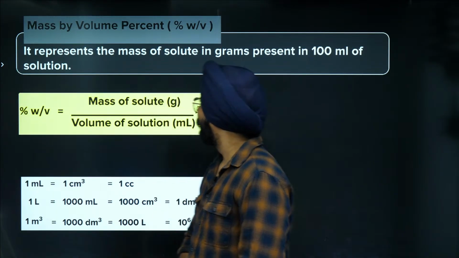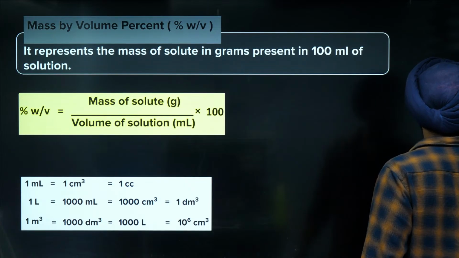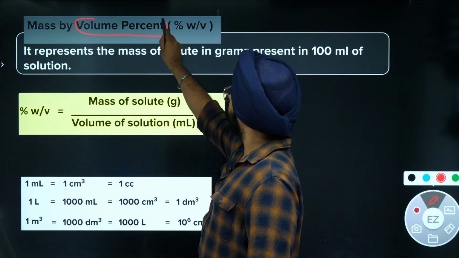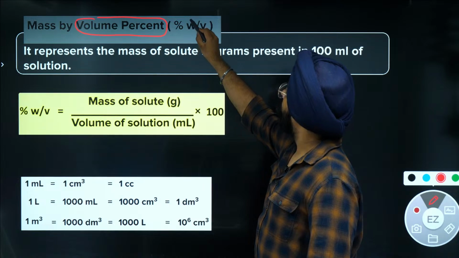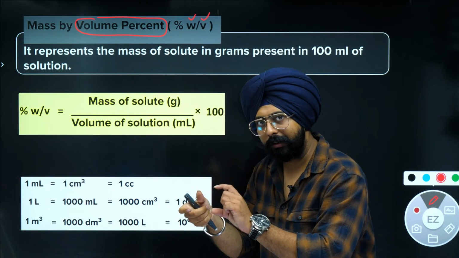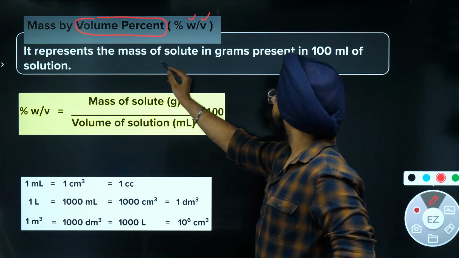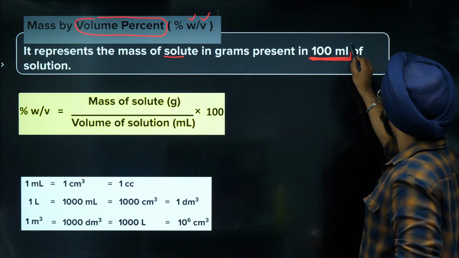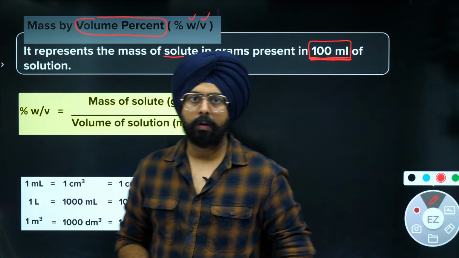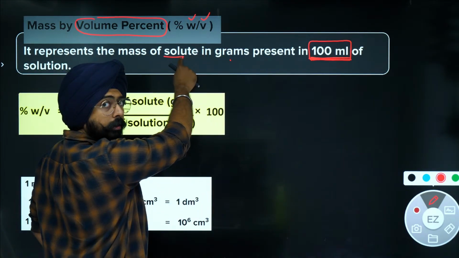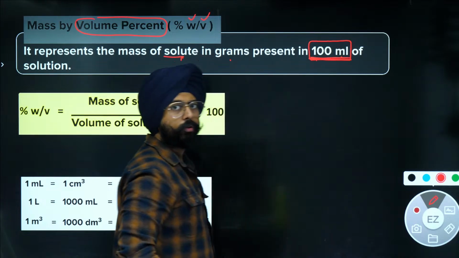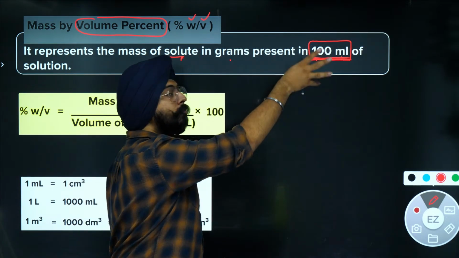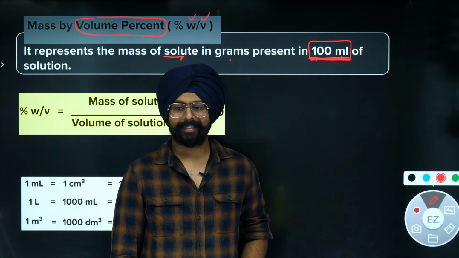Chalo, now the next way to define things is mass by volume percent. Percentage weight by volume. Now things are getting trickier. Okay? It represents the mass of solute in grams present in 100 milliliters of the solution. This is very important now. Grams of the solute in 100 milliliters of the solution. The previous one was grams in 100 grams. Over here it is grams in 100 milliliters.